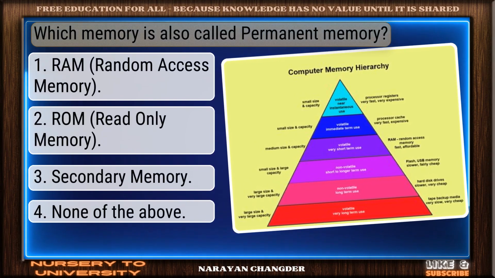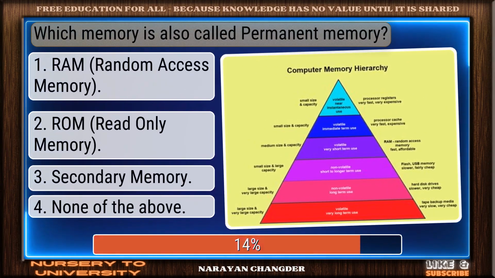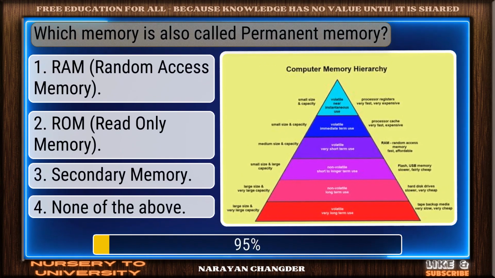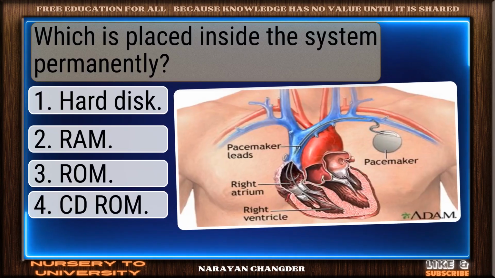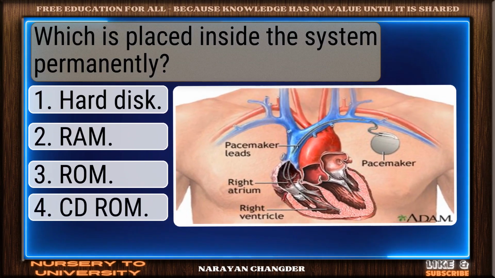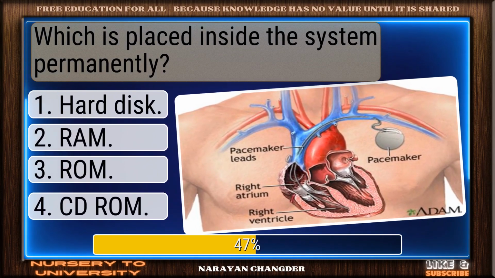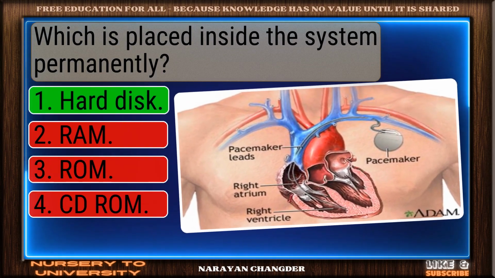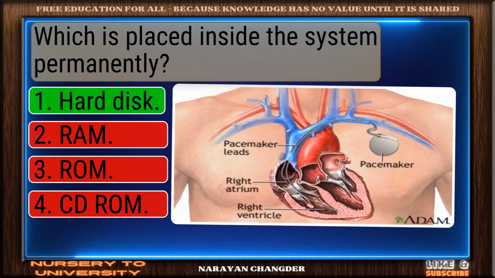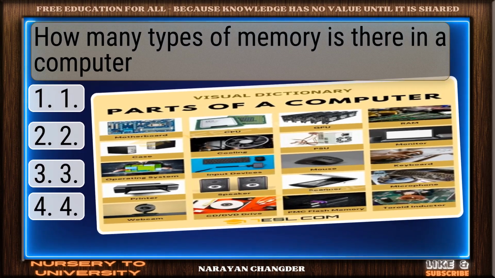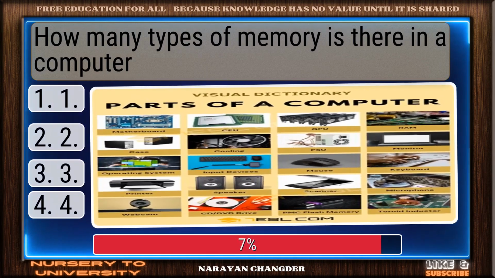Which memory is also called permanent memory? Bravo. ROM is the answer. Which is placed inside the system permanently? You chose hard disk, and it is correct. How many types of memory are there in a computer?